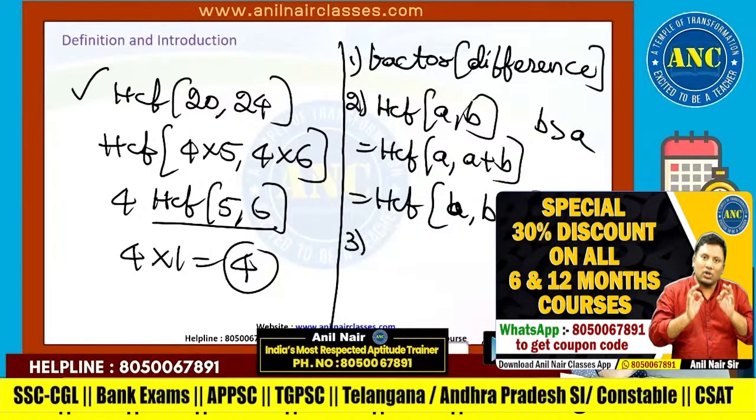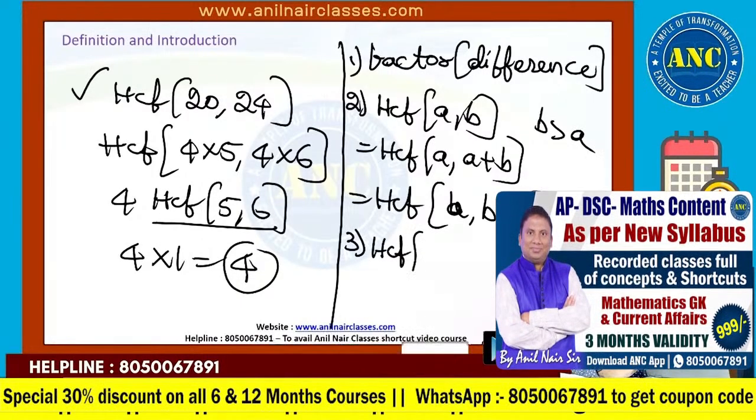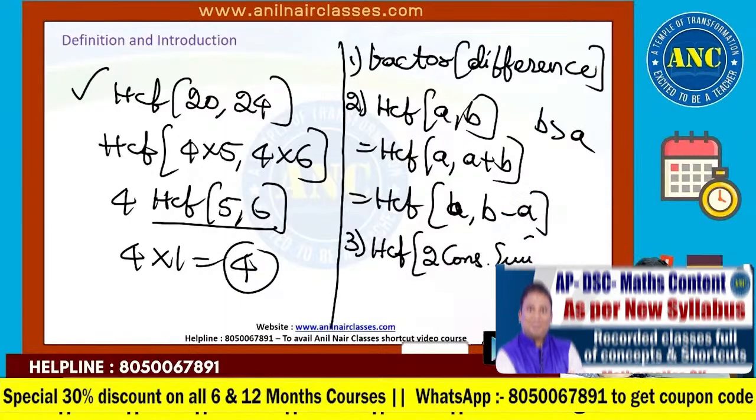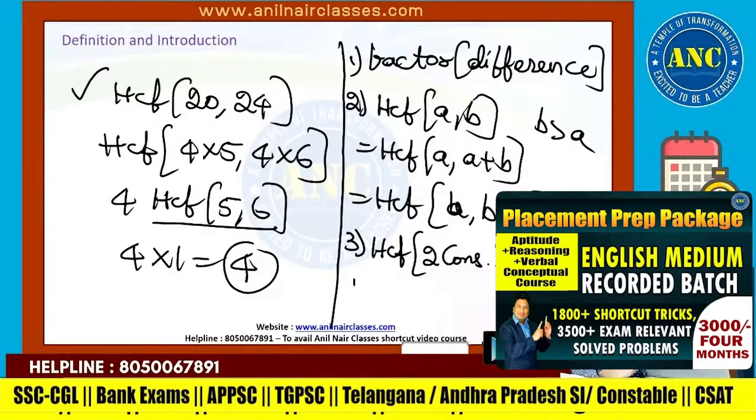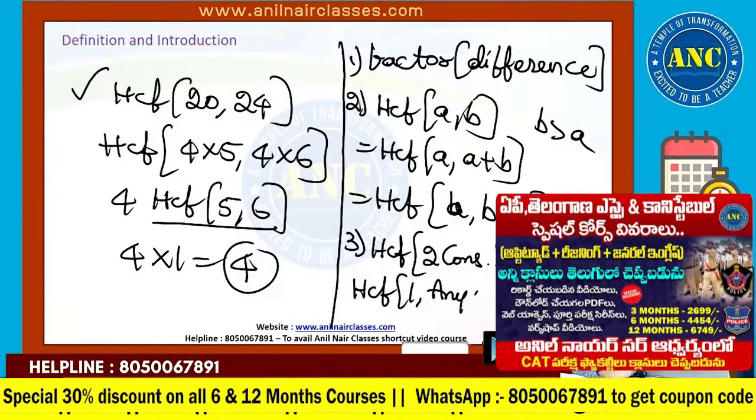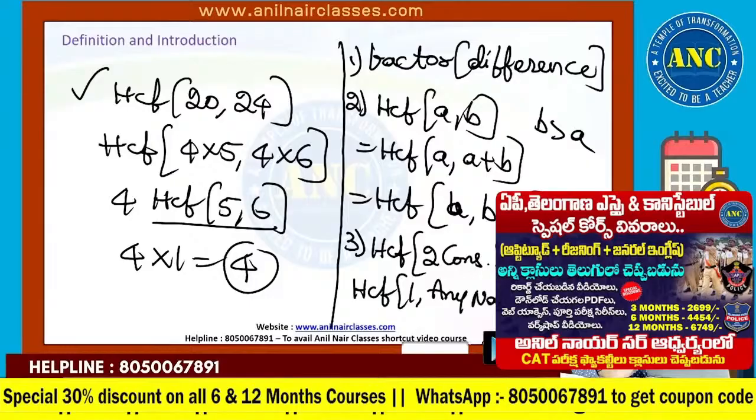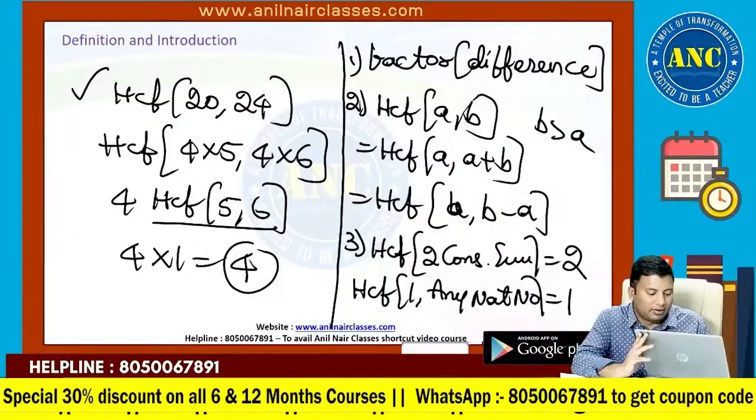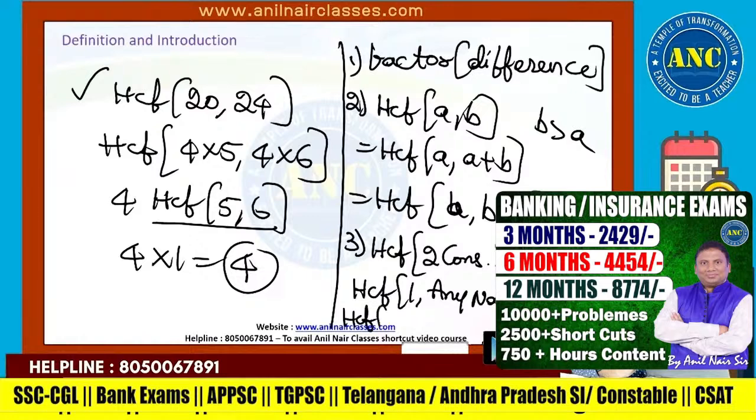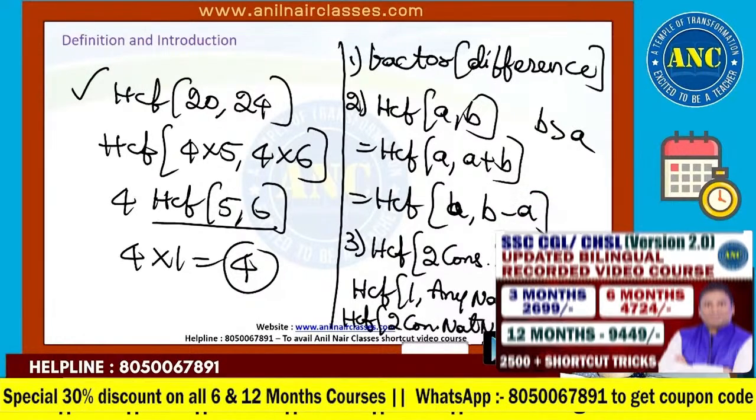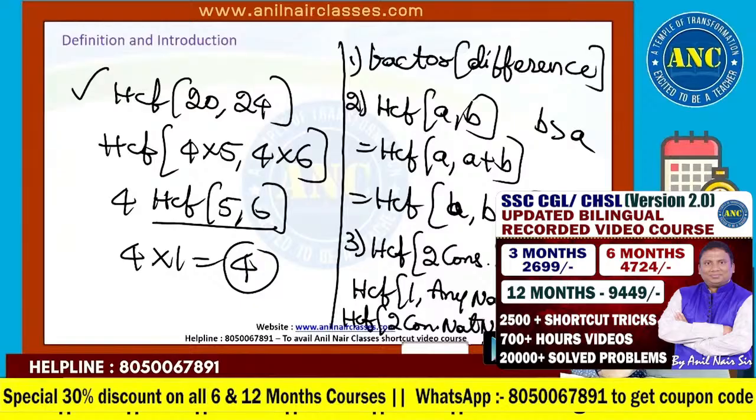Third key point: HCF of two consecutive even numbers is 2. HCF of 1 with any natural number is 1. HCF of two consecutive natural numbers is 1. Please write down these three important key points.